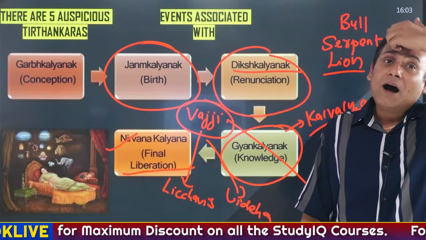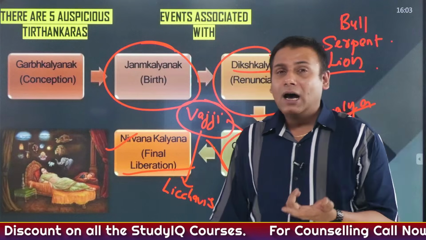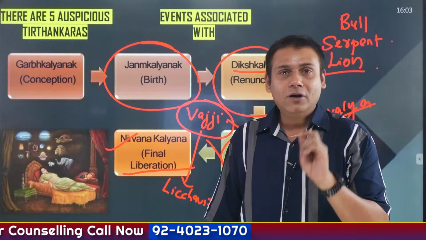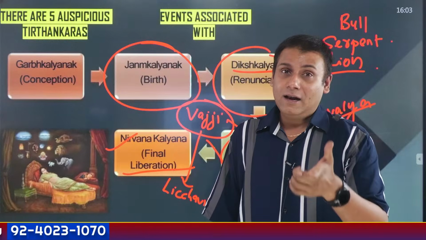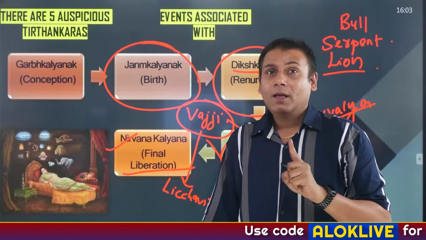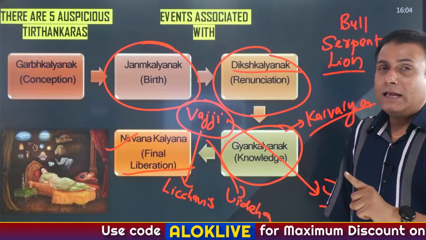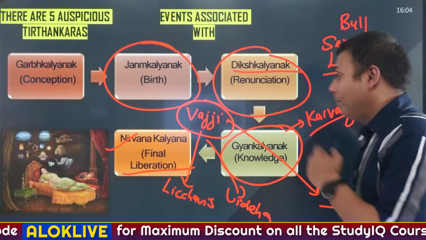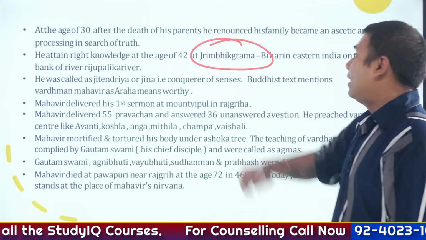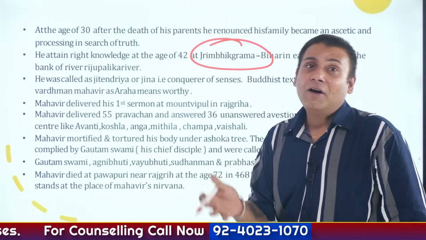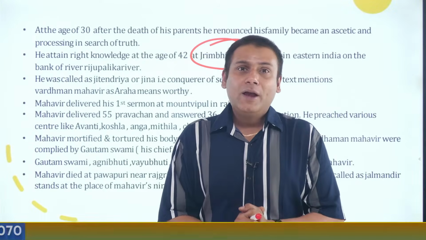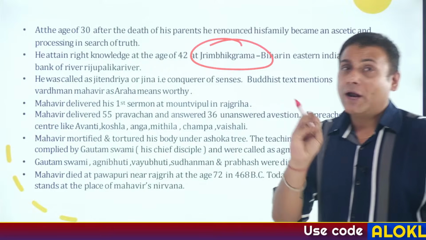Vardhaman Mahavir Ji's father's name was Siddharth, his mother's name was Trishla. He renounced his worldly life at the age of 30 and attained Keval Gyan, that is enlightenment, at the age of 42. He attained enlightenment at a place called Jrimbrik-gram, which is located on the banks of river Rijupalika. He passed away at a place called Pavapuri, which is located in Bihar.